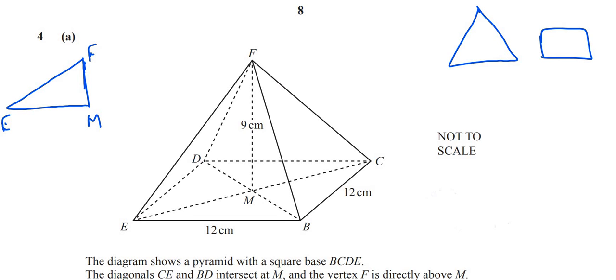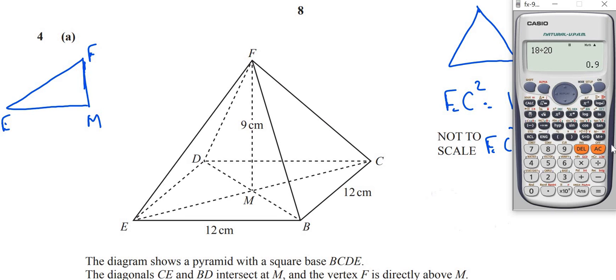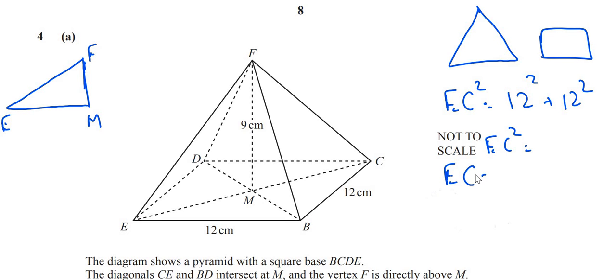So in order to first find EM, I need to find EC. How will I find EC? EC square is equals to 12 square plus 12 square. All right, so basically EC square is equals to 144 plus 144. Let's do it, 144 plus 144, and we will under root the answer. So it's 12 under root 2. So EC is actually 12 under root 2.